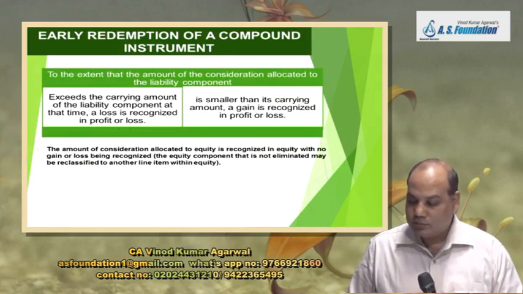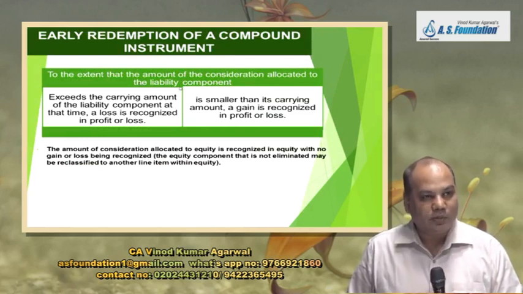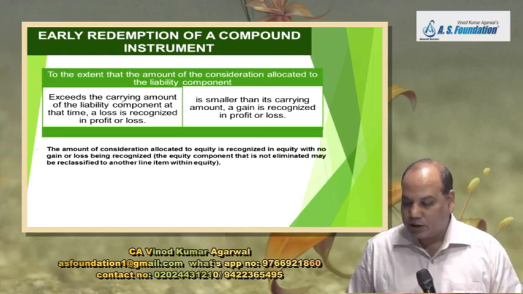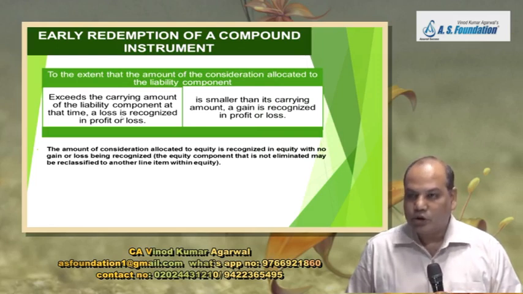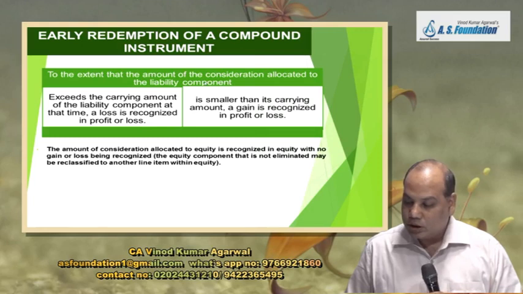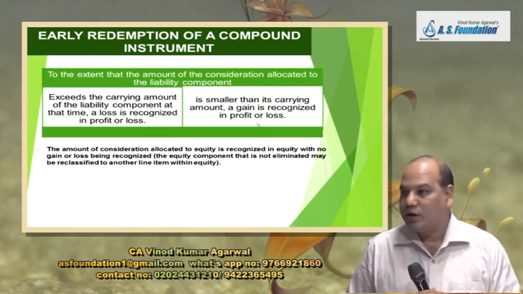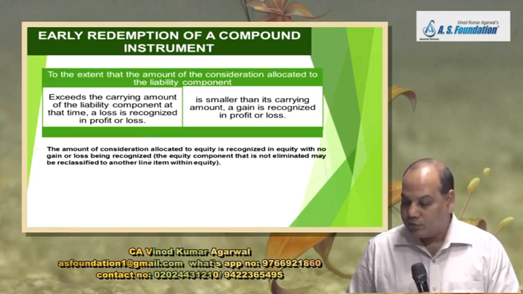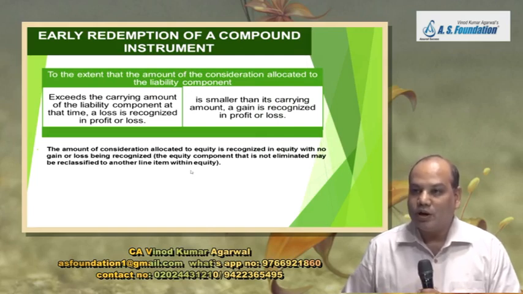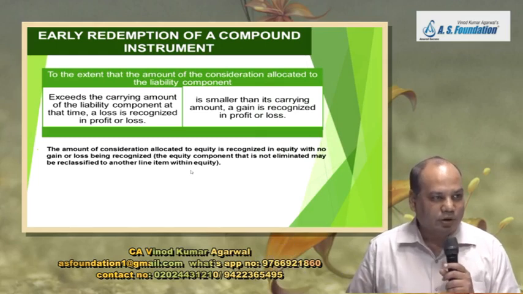To the extent the amount of consideration allocated to the liability component exceeds the carrying amount of the liability component at that time, meaning book value, the loss is recognized in the P&L account. If the amount transferred to the liability component is less than the carrying amount, gain is recognized in the P&L account. This is for the liability component. The amount of consideration allocated to equity is recognized in equity. No gain or loss will be recognized in the P&L account. The balance in the equity component may be transferred to another line item within equity only.